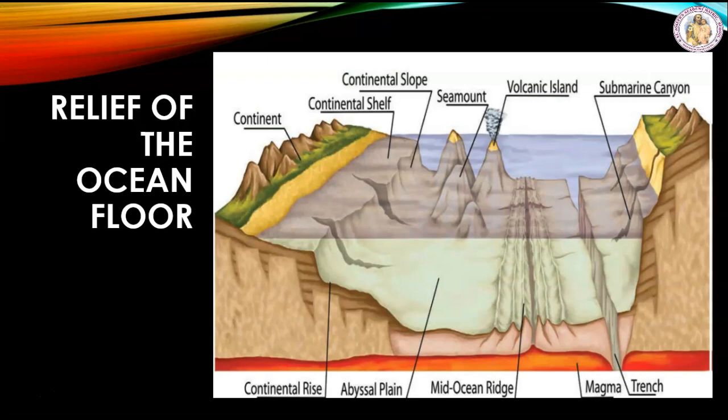Hence, these zones become the richest fishing grounds in the world. Example, the Grand Banks of Newfoundland. The continental shelves have extensive deposits of minerals and mineral fuels, and this zone becomes accessible for oil drilling and mining activities. Example, Mumbai High in Arabian Sea.